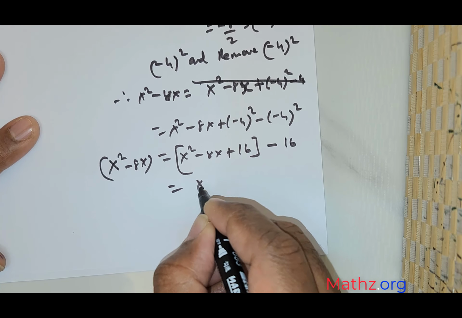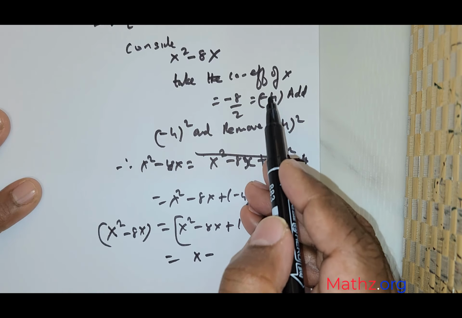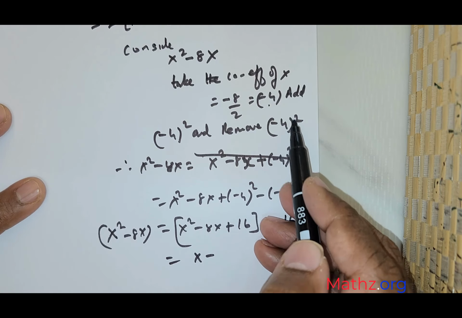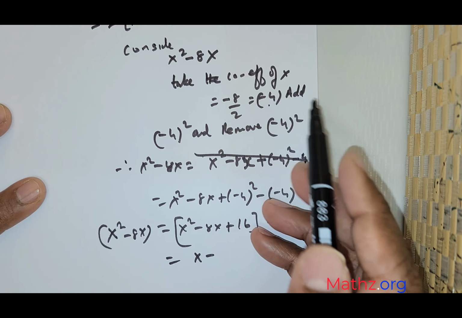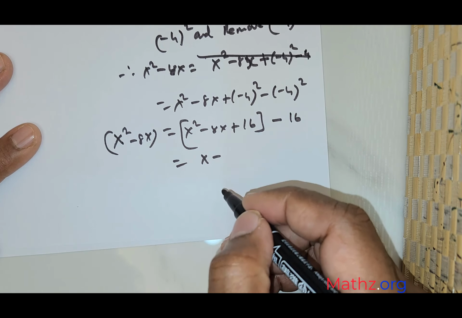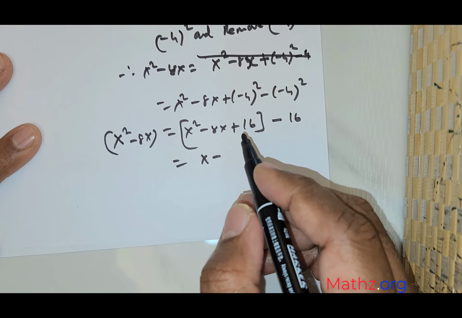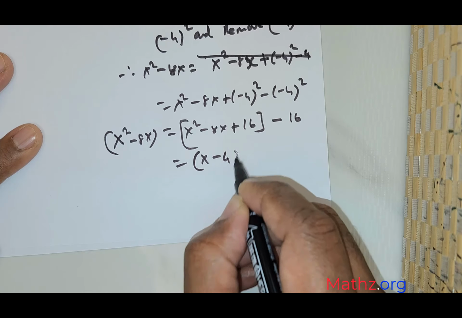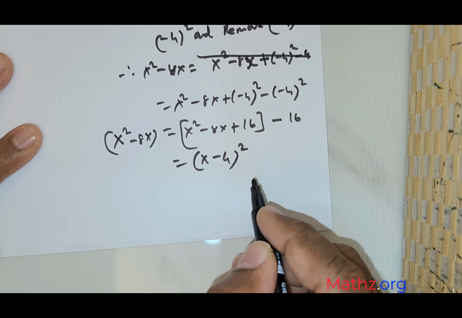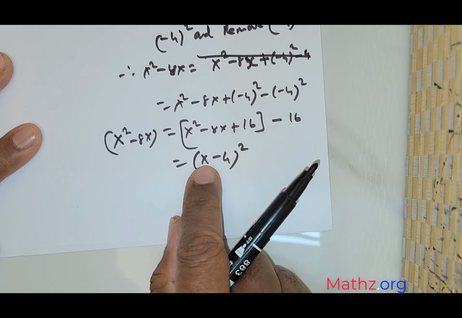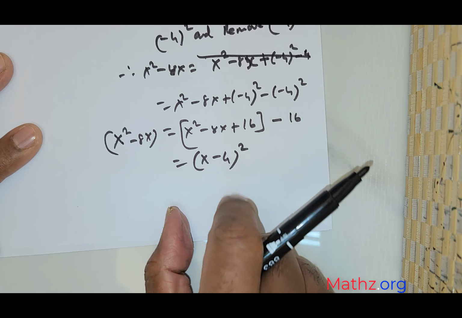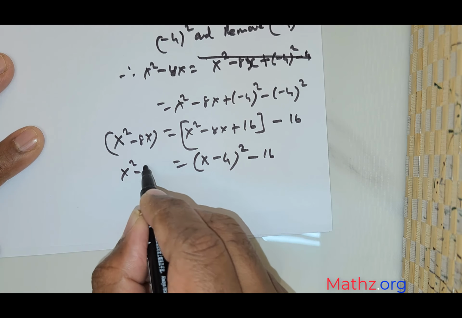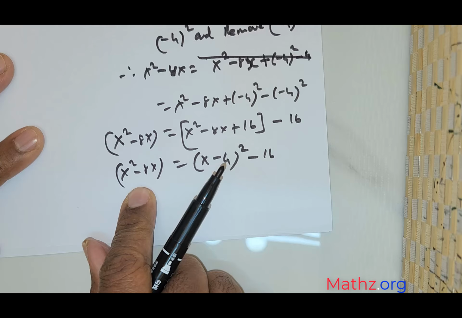This can be further rewritten as x minus. Now what is the component we added? Negative 4. Of course we added negative 4 raised to the power of 2, but the initial original component was negative 4. So bring that component negative 4 and place it, raised to the power of 2. If I were to expand this, I get x squared negative 8x positive 16 followed by negative 16. So this is represented as x squared negative 8x.